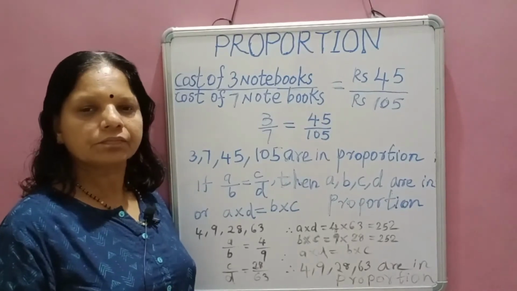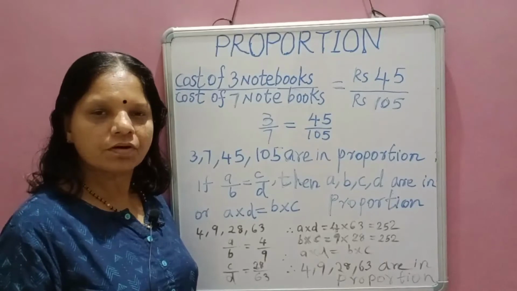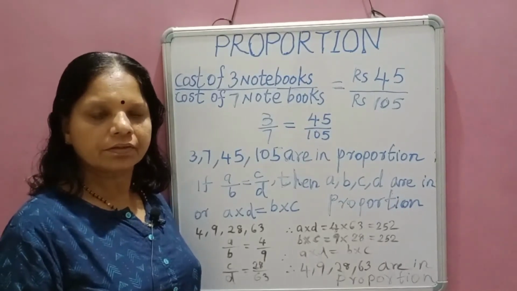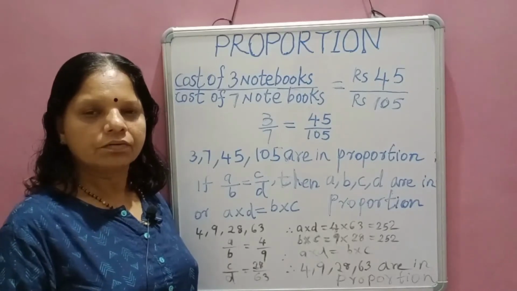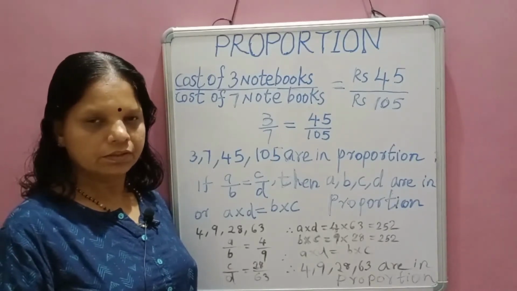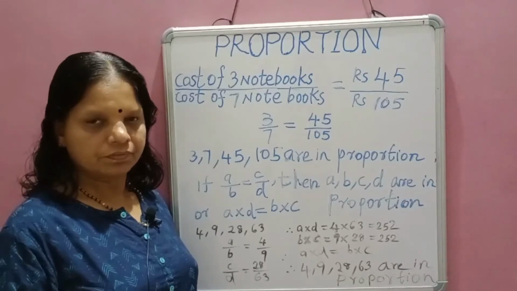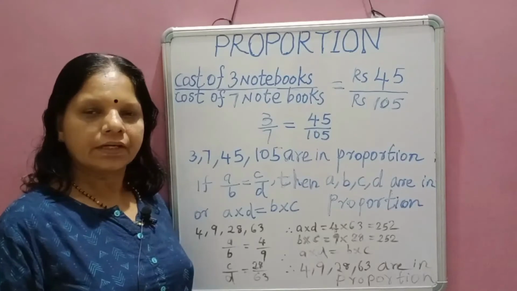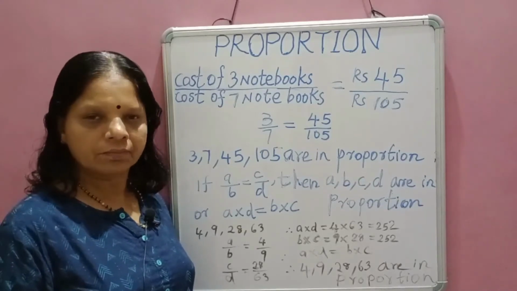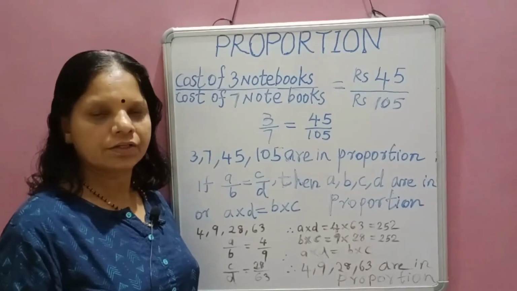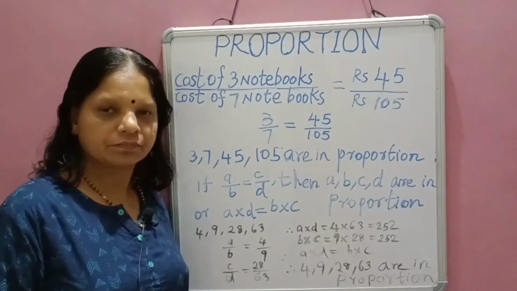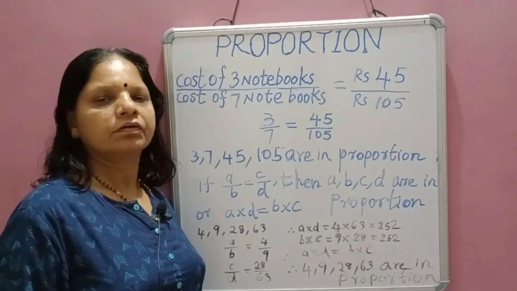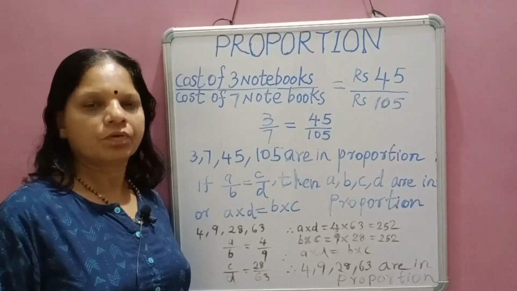So, for making 12 cups of tea, how much milk is required? 1 into 3. 3 cups of milk. And water, 3 into 3. The same number you have to multiply to get the equivalent ratio or equivalent fraction. That is the meaning of proportion.